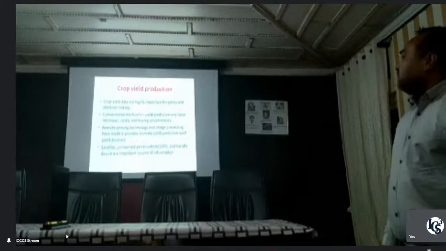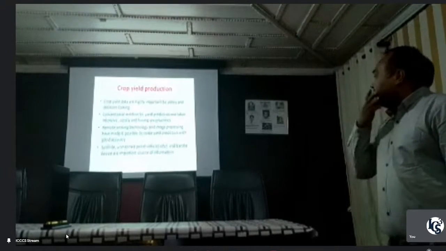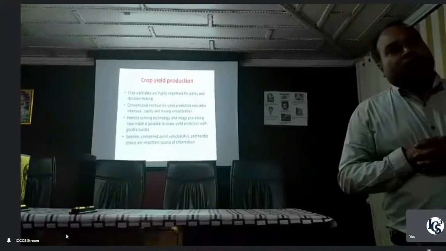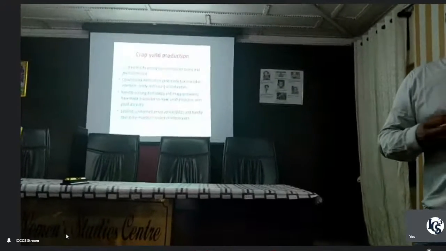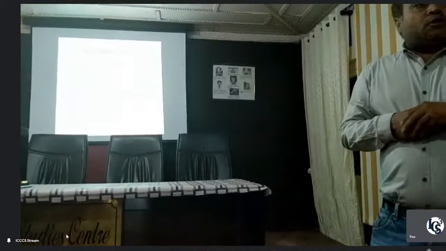And the second one: the conventional method for yield prediction is labor intensive and possibly has uncertainty. In the sense that if we find out how much production will be developed, then we can easily find out how much labor will be used for this crop cultivation.